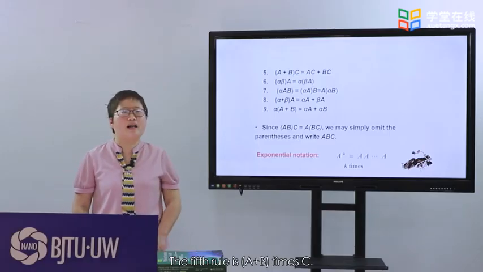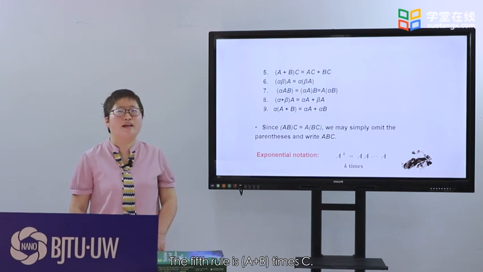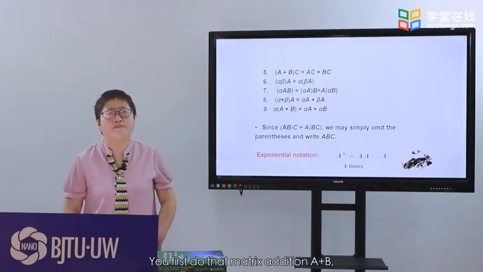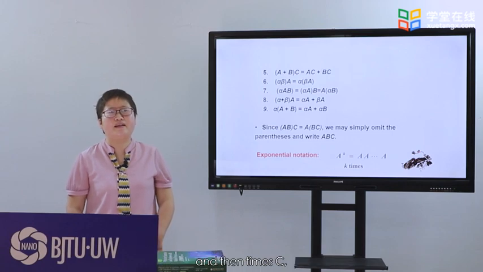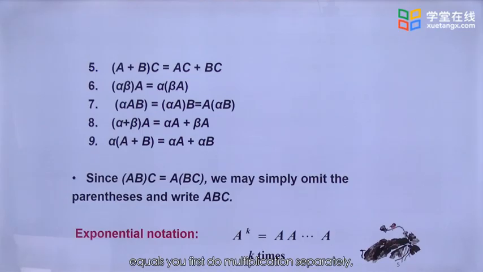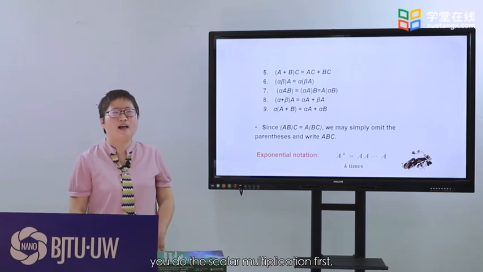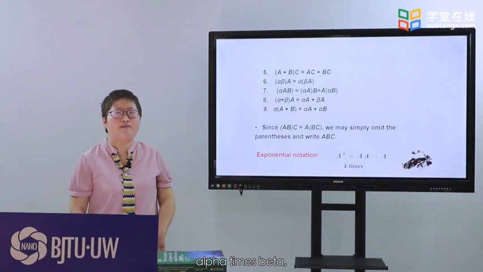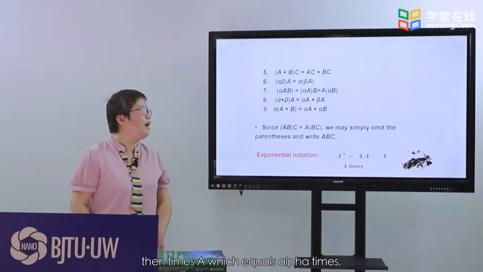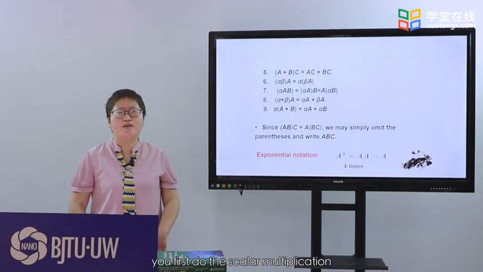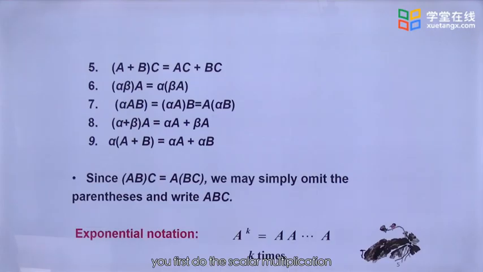And the fifth rule is (A plus B) times C. You first do the matrix addition, A plus B, and then times C, which equals, you first do multiplication separately, AC and BC, then you do the summation, AC plus BC. The sixth rule is if you have two scalars, alpha and beta, you do the scalar multiplication alpha times beta first, then times A, which equals alpha times the scalar multiplication beta times A first, so they are equal.